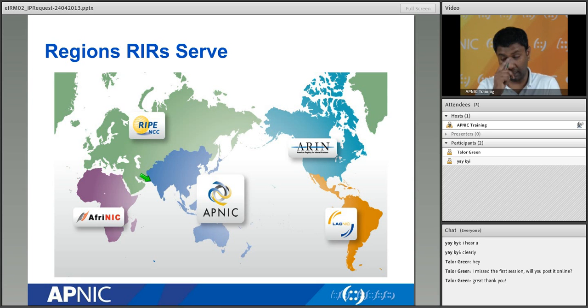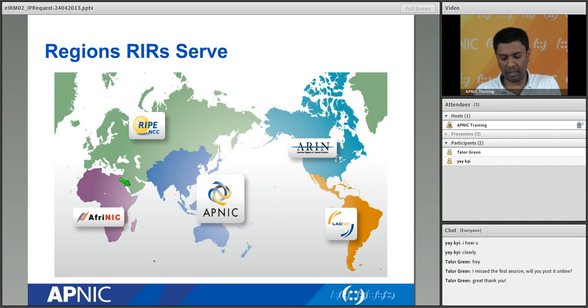This is the APNIC region. We work with nearly 56 economies to distribute our addresses, the same way we have our corresponding registry in Europe. So the European Internet Registry, the green one, the very big one.